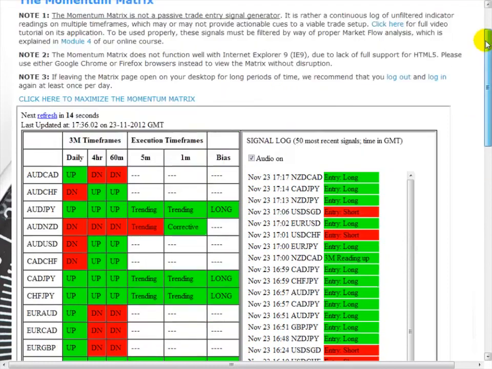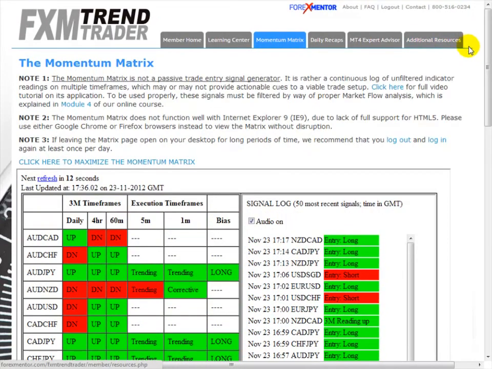So anyway, I just wanted to give you a quick look at the matrix. Very handy tool, one of a number that we have available here, and we hope that you can check us out sometime soon.